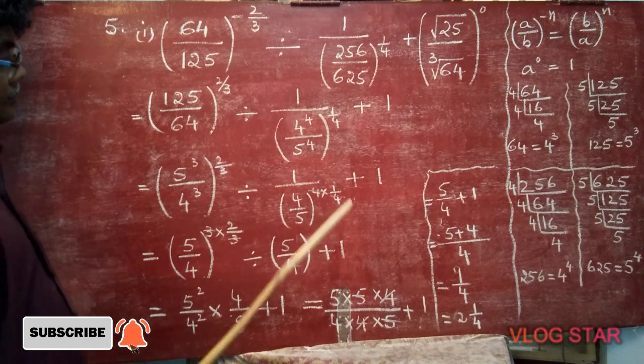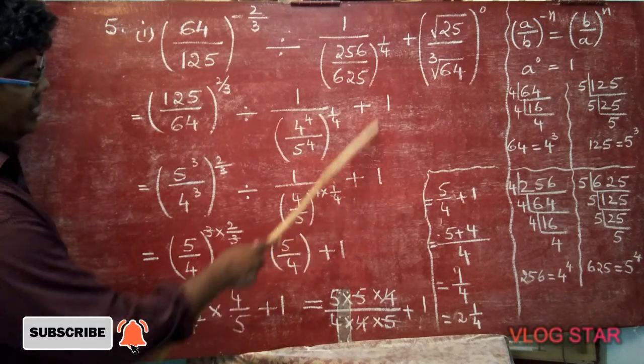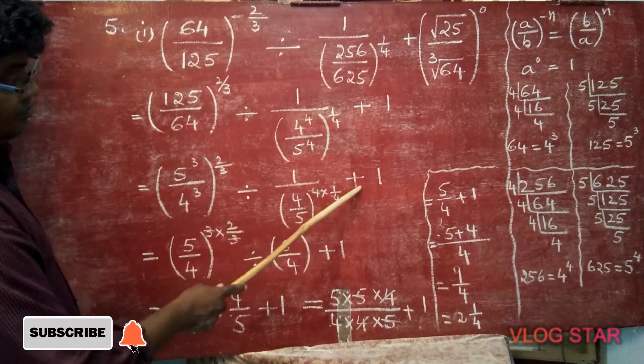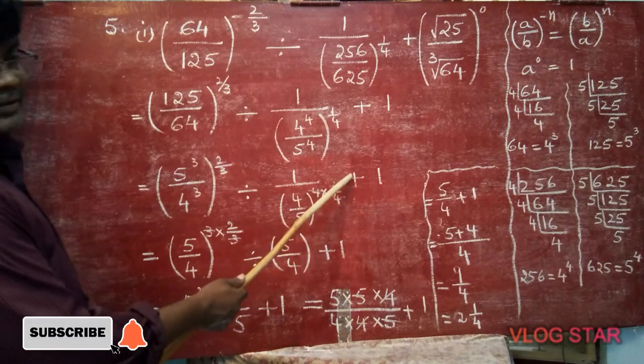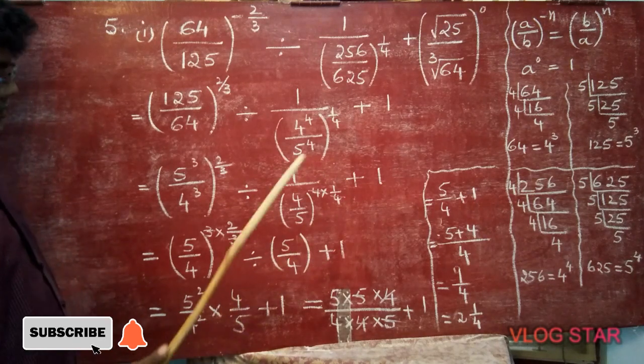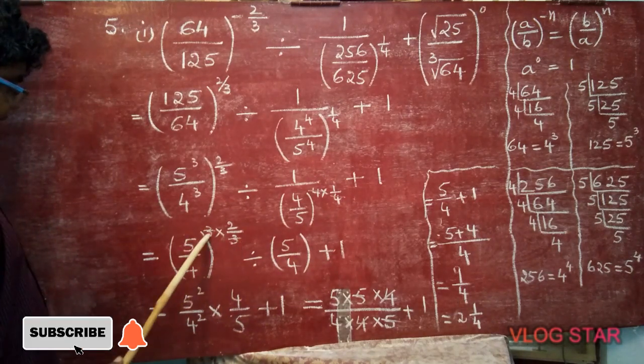That formula, this plus 1 as it is. Don't forget this plus 1. This is the problem only; we have to add. If it is multiplication or division, no need to write. Now 3 gets cancelled one time.